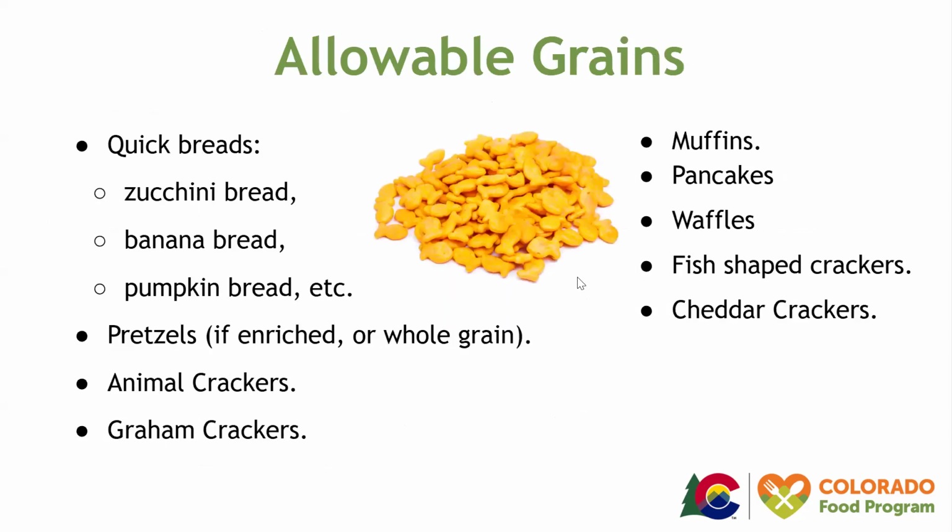All right, some examples of allowable grains include quick breads such as zucchini bread, banana bread, pumpkin bread, pretzels, as long as they're enriched or whole grain, animal crackers, graham crackers, muffins, pancakes, waffles, fish-shaped crackers, or cheddar crackers.